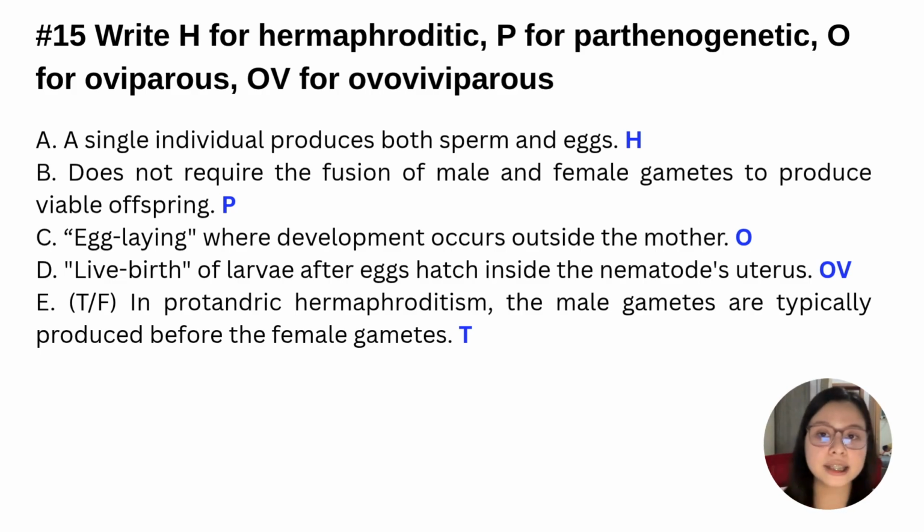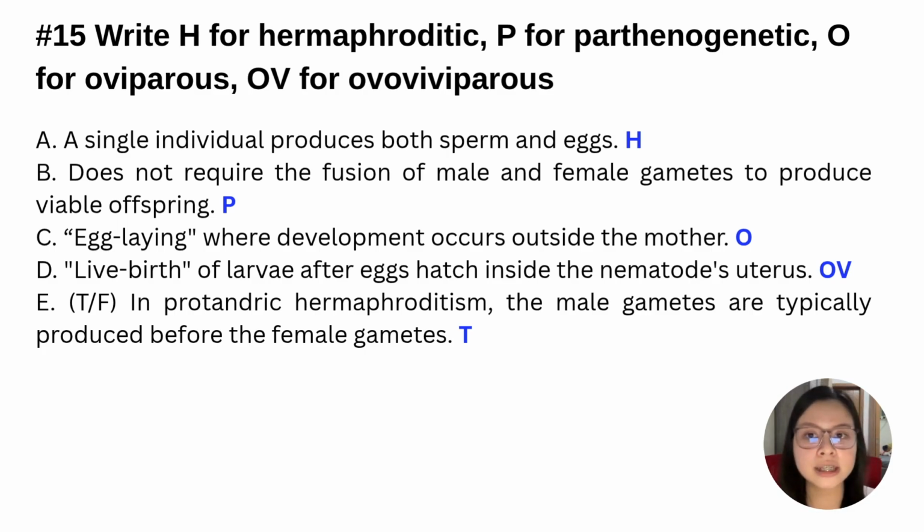For A, the correct answer is H because hermaphroditic worms typically possess both the female and male reproductive system in one individual and are self-fertilizing. For B, the correct answer is P for parthenogenetic because this typically describes a virgin birth where the egg does not require a sperm to be fertilized.